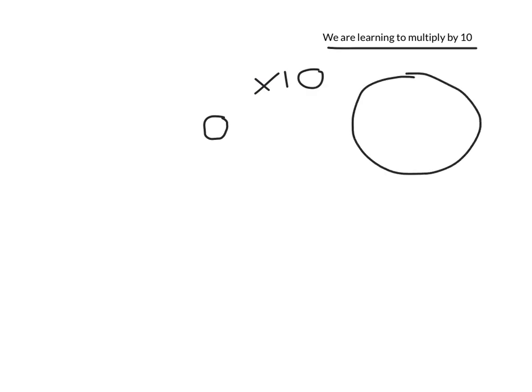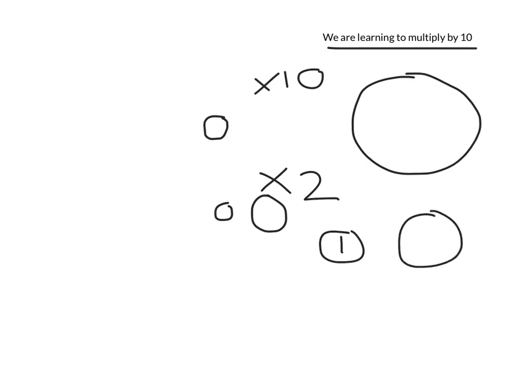So let's get started. Alright, so when we're multiplying by 10, say if I've got a circle, what I'm doing to that circle when I times it by 10 is making that circle 10 times bigger. Alright, that's with anything. Same when we did 2 times tables, we're making that circle 2 times bigger. We're making that number 2 times bigger.